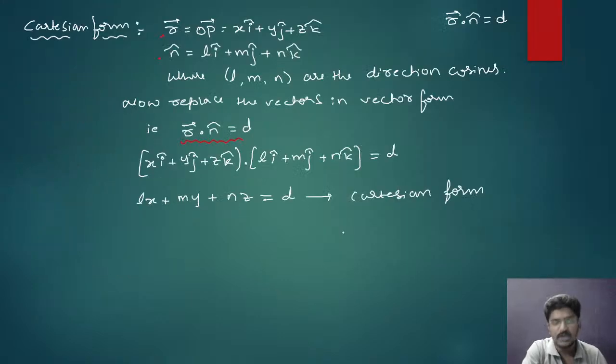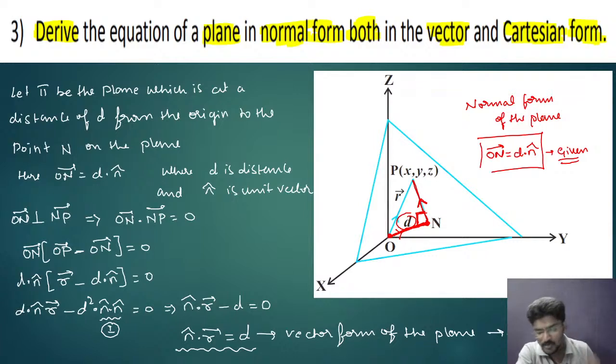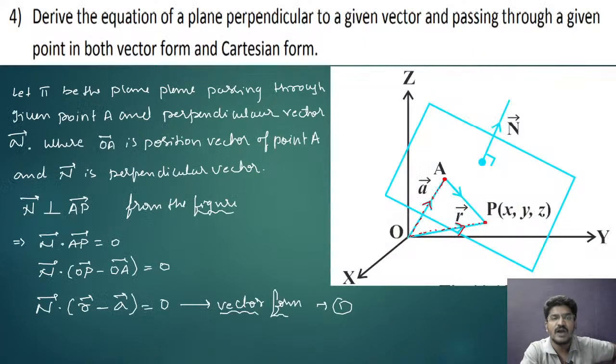And the third theorem is the normal form of the plane. Normal form of the plane means you have to take a vector which is at the distance of d from the origin, and in the fourth theorem, vector n will be the perpendicular vector to the given plane. That is the only difference between the normal form of the plane and the plane passing through the given point and perpendicular to the given vector. Did all of you understand these two theorems? Quickly tell me.